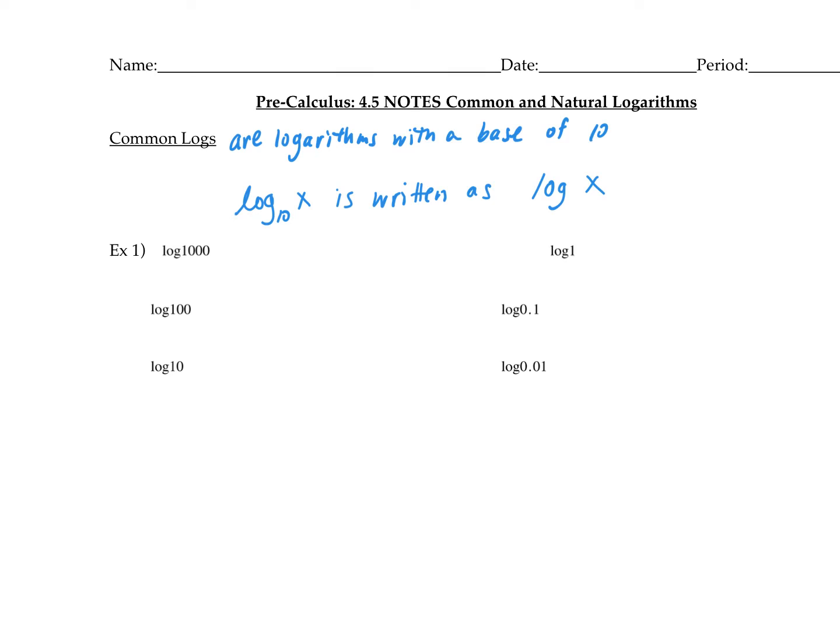So the common log of 1,000 would be equal to 3, because in exponential form, you would have the base of 10 raised to the third, and it's equal to 1,000. The common log of 100, likewise, would be 2, because 10 squared is 100. And log base 10 of 10 is equal to 1. Anytime the base number matches what you're taking the logarithm of, the result is going to be 1. And again, it's because 10 to the first equals 10.